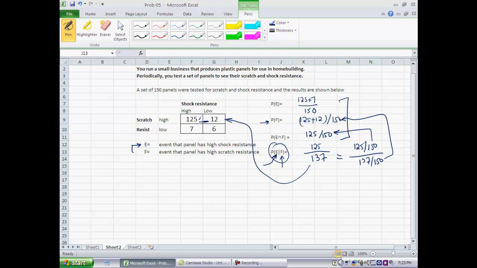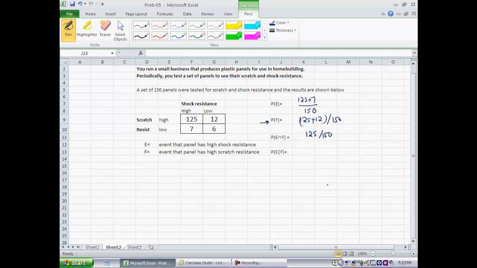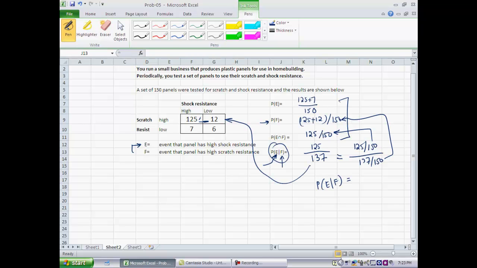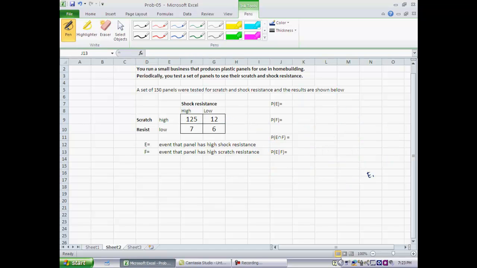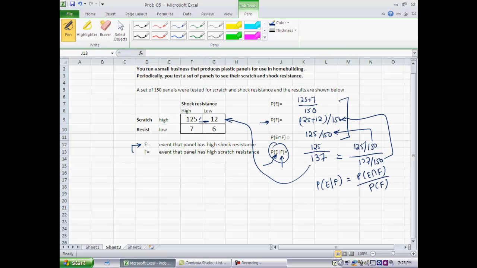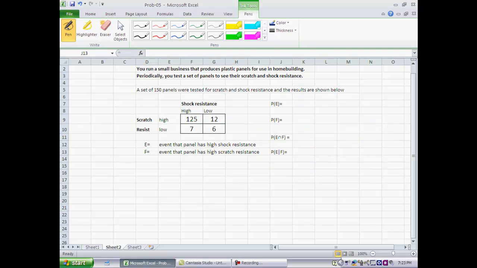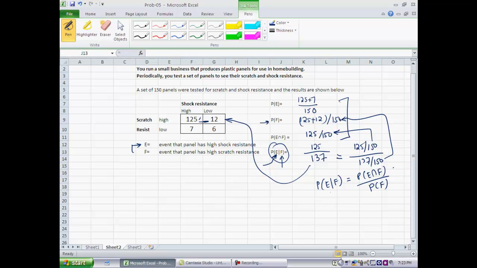Therefore, using the notation that we already have, P of E given F is equal to P of E and F divided by P of F. In other words, the conditional probability of E given F is equal to the joint probability of E and F divided by the probability of F. Okay. So now, when do we say that two events are independent?